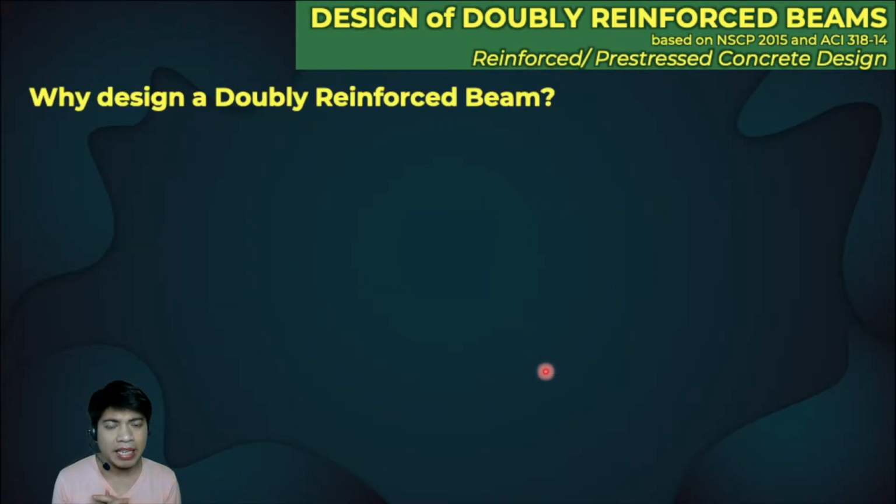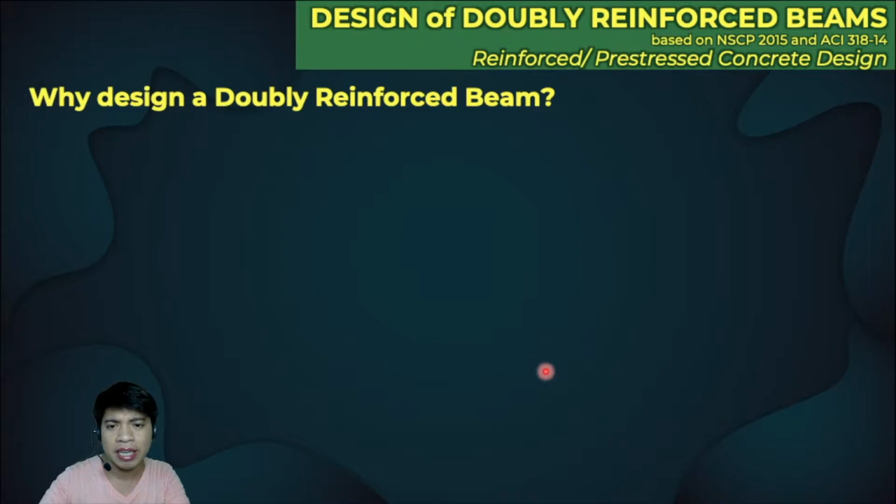So, why design a doubly reinforced beam? Take note guys na kailangang i-design natin ang isang beam as doubly kapag, for example, na-compute na natin yung maximum nominal moment na kayang i-resist ng singly reinforced beam, pero mas maliit pa din yung maximum nominal moment na yun sa actual nominal moment na i-resist ng beam in the future. So in that case guys, kailangan na natin i-design yung beam as doubly reinforced beam.